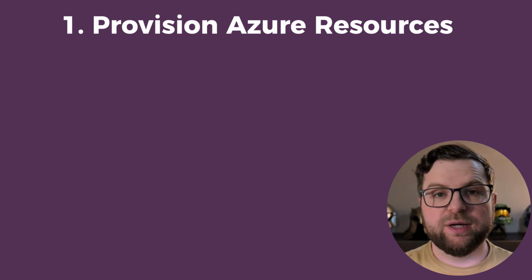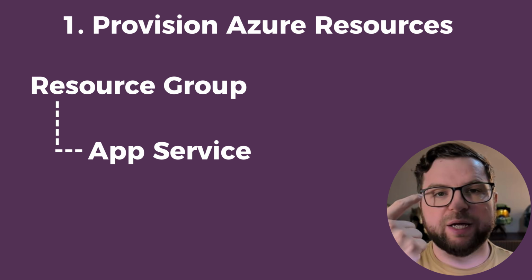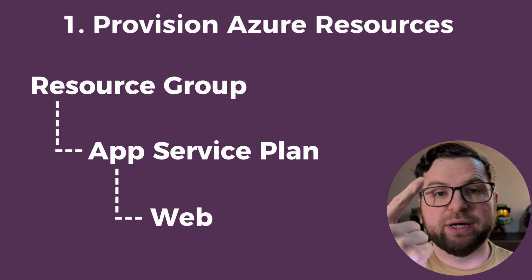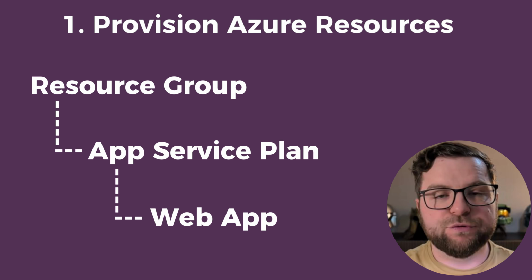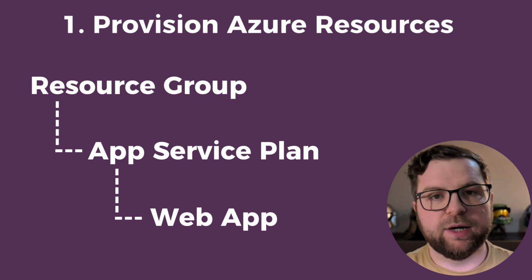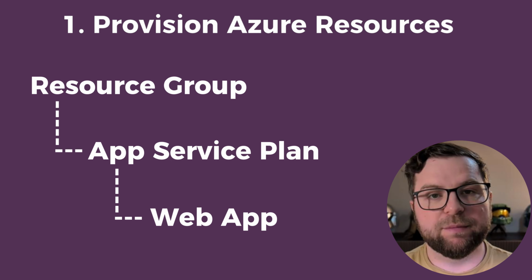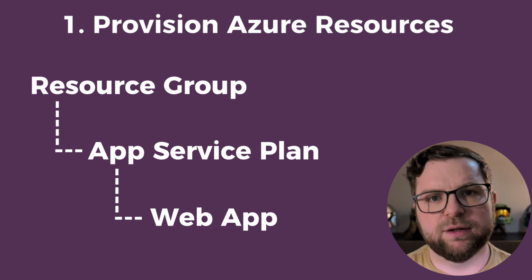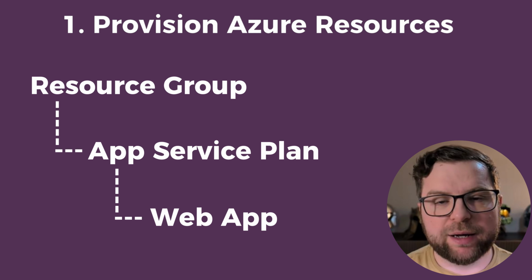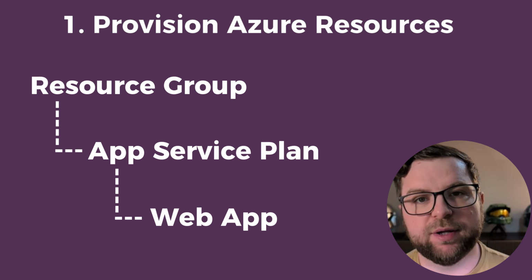To host a website in Azure, you need 3 things. You need a resource group, you need an app service plan, and you need a web app. A resource group is the container that holds all of your other resources in Azure. An app service plan defines the compute resources available to a web app, so CPU, memory, etc. And then a web app is the actual application that runs on the app service plan.